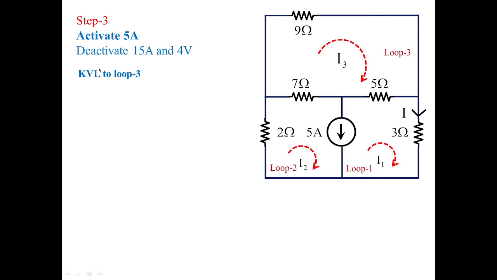So I am going to apply KVL to loop 3 first. So I am going to get 9 I3 plus 5 I3 minus I1 plus 7 I3 minus I2 equal to 0. And I am going to get the value as minus 5 I1 minus 7 I2 plus 21 I3 is equal to 0. Now this is the equation 11.